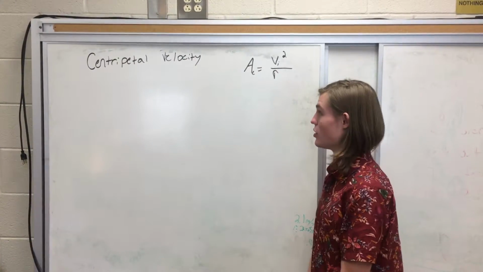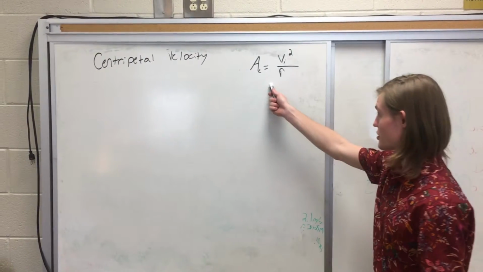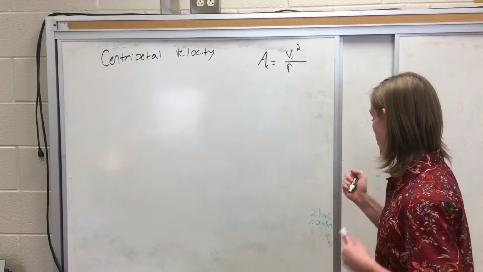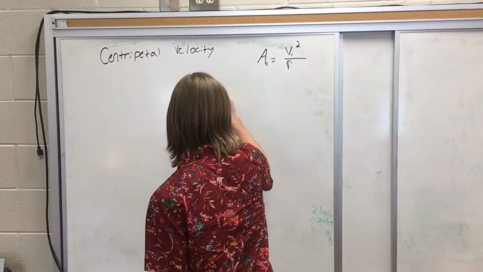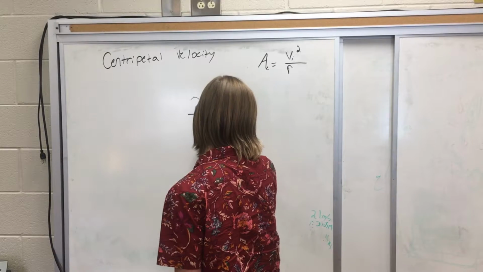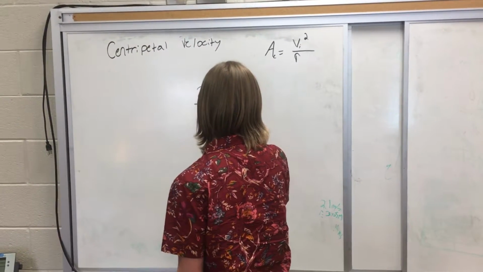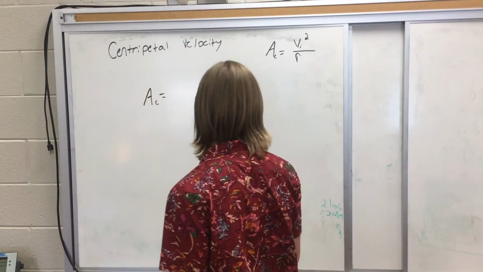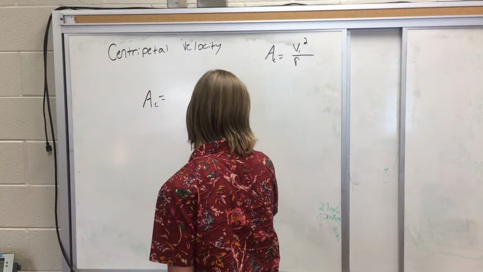Last thing we had to find was centripetal acceleration. Here's the formula. We plugged in the numbers that we found: 2.1 meters per second, squared, over 3.05 meters. We plug this in and we get 1.4 meters per second squared.